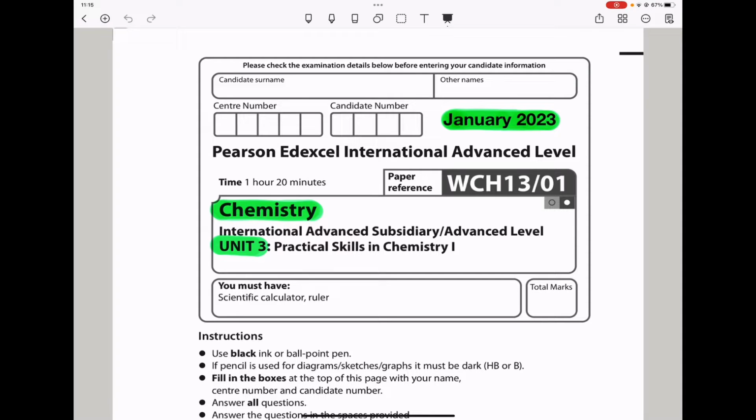Today we are doing the Pearson Edexcel International A-Level Chemistry Unit 3 for January 2023. Let's begin with the first question.